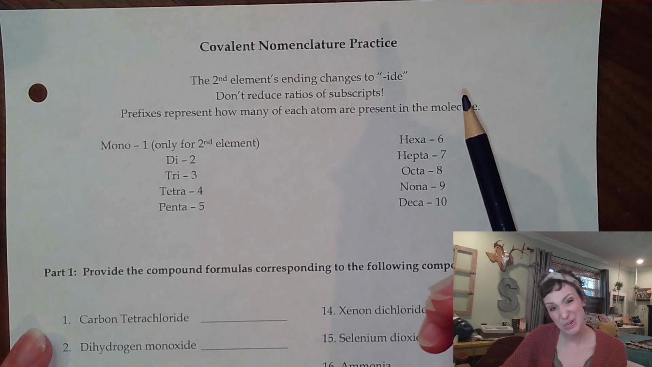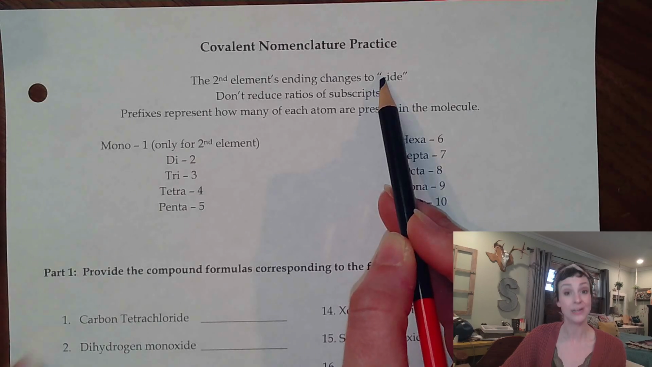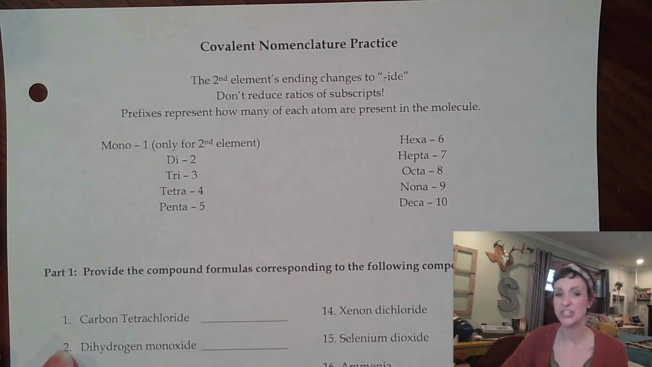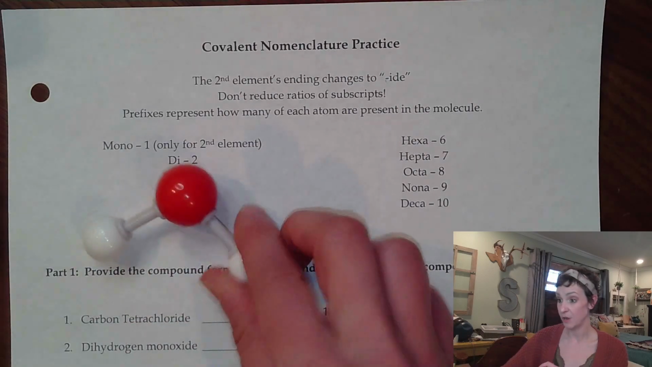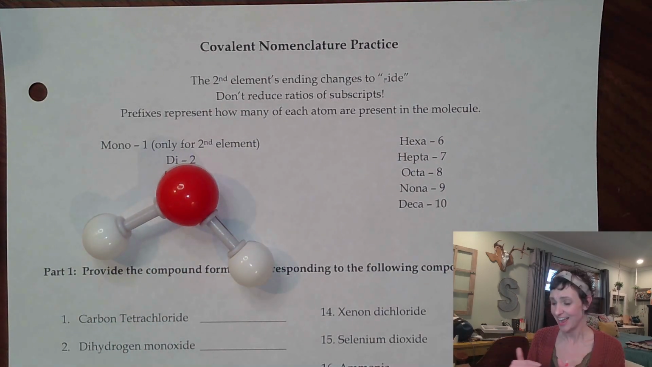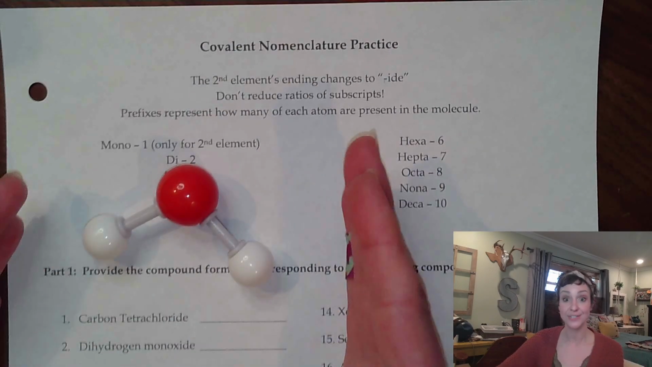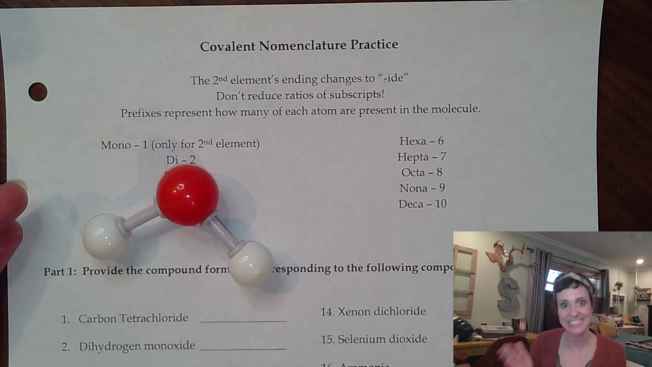Out of the 2 things that I'm going to name, the second element's ending will change to "ide." We've seen that before in ionic naming. But here's the trick: it says, do not reduce ratios of subscripts. We know that my molecules are all stuck together. I cannot say some of you hydrogens and some of you oxygens go away because we're going to get the lowest whole number ratio. No, there's not a ratio involved here. It's a molecule, okay, it's got a distinct number of all of the atoms involved.